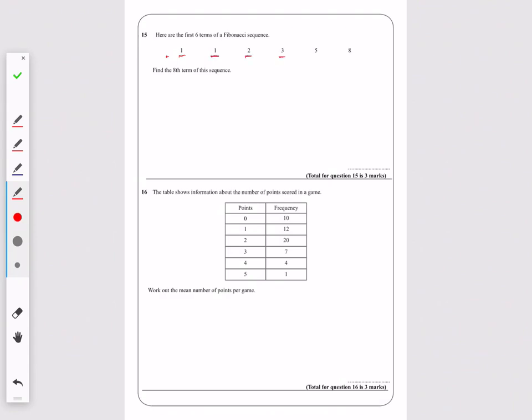1 add 1 gives you 2. 1 add 2 gives you 3. 2 add 3 gives you 5. 3 add 5 gives you 8. So 5 add 8 gives you 13. And 8 add 13 gives you 21. So the answer would be 21 for the 8th term.